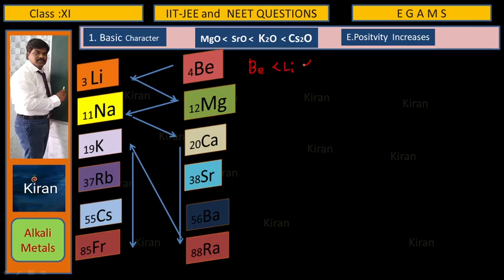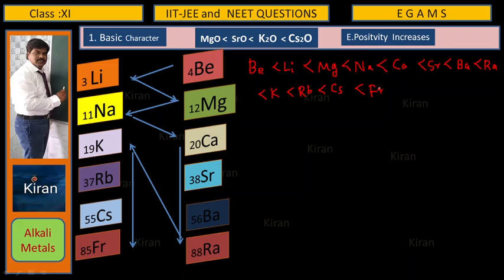Lithium is less than magnesium. Magnesium is less than sodium. Sodium is less than calcium. Calcium is less than strontium. Strontium is less than barium. Barium is less than radium. And then, radium is less than potassium. Potassium is less than rubidium. Rubidium is less than cesium. Cesium is less than francium.